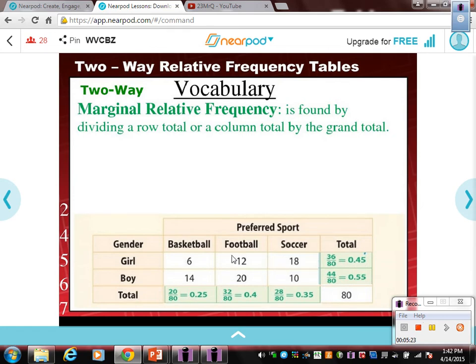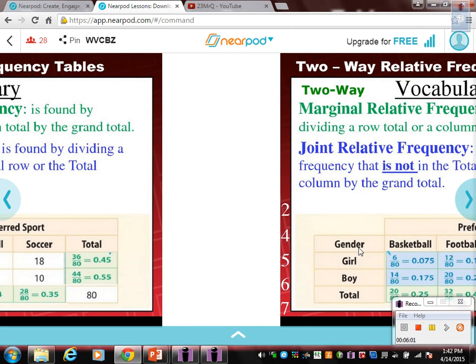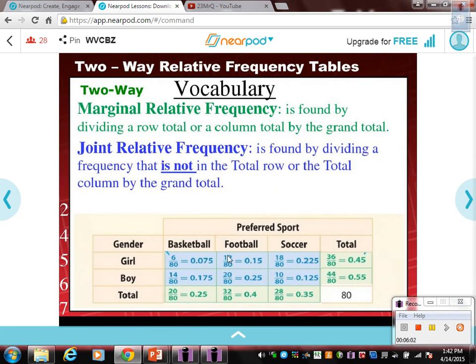But these, look up please, have a different name. Notice that these are together. What's another word to say that they are together? Combined, or what's the other word? Joint, together, is that correct? Those are called joint relative frequency. And how do we find these frequencies? Dividing each one by the grand total. Watch. What is 6 divided by 80? You write it in fraction form. 6 over 80 is 0.075. 12 divided by 80, 18 divided by 80, 14 divided by 80, 20 divided by 80, and 10 divided by 80. These are called joint relative frequencies. These are called marginal relative frequencies.